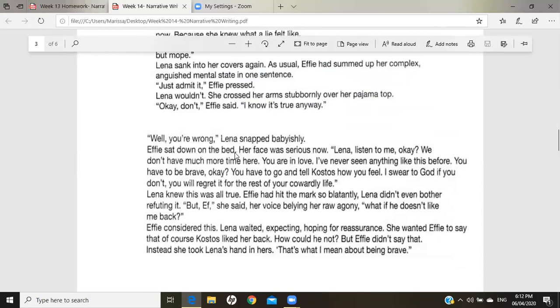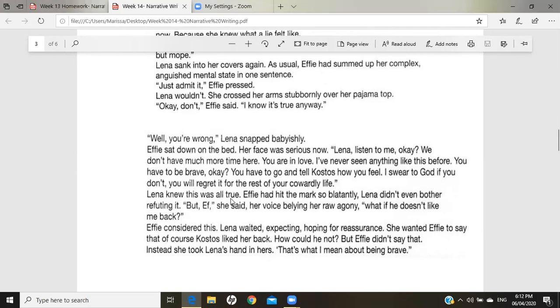Effie sat down on the bed. Her face was serious now. Lena, listen to me, okay? We don't have much more time here. You are in love. I've never seen anything like this before. You have to be brave, okay? You have to go and tell Costos how you feel. I swear to God, if you don't, you will regret it for the rest of your cowardly life.